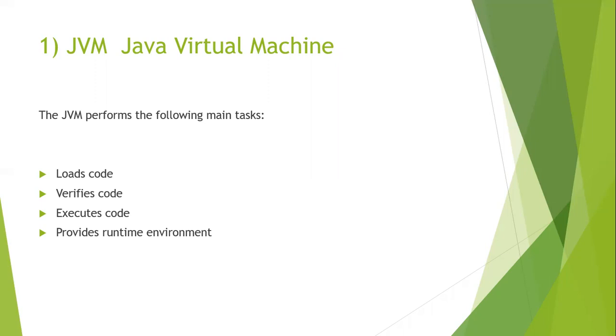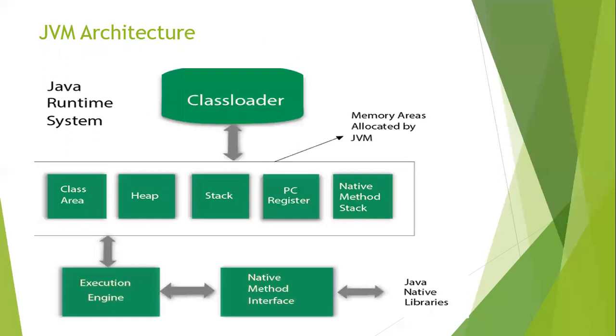The JVM performs the following main tasks. One, it loads code, and second, it verifies the code. Third, it executes the code, and fourth, it provides a runtime environment. These are the main four tasks that the JVM performs. And in the next slide, we will discuss the architecture of JVM.